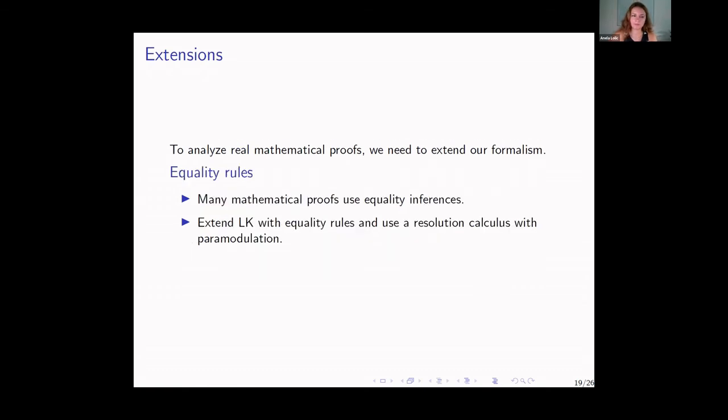The second one was done because we had a very naive implementation of this method, and then we tried it on real mathematical proofs and nothing worked because we had no equality. All mathematical proofs we were looking at essentially had some equality rules. So we extended the calculus, so we have LK plus simple equality, and we then used paramodulation in our resolution calculus, and this was also extended and implemented.